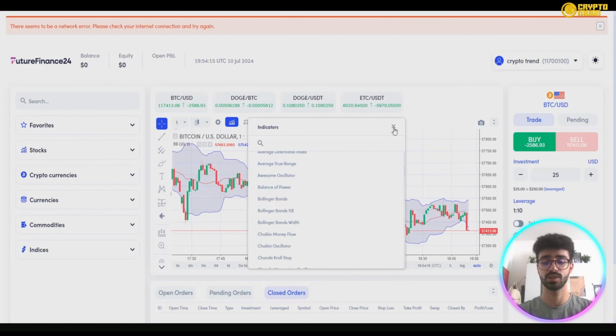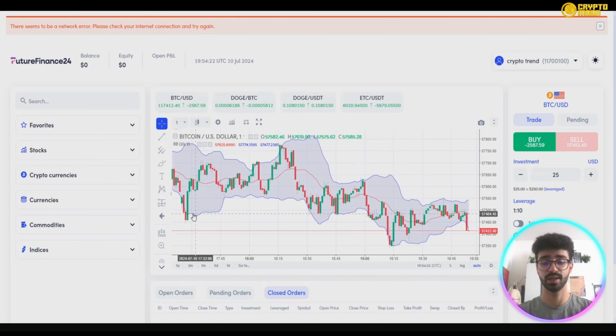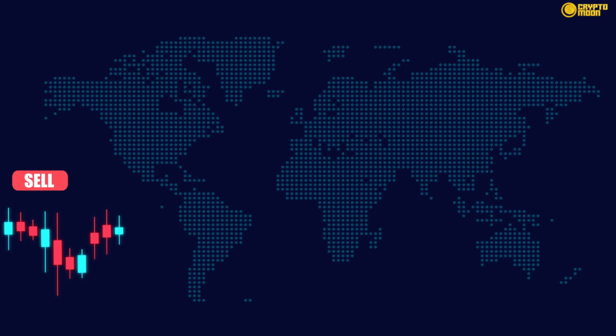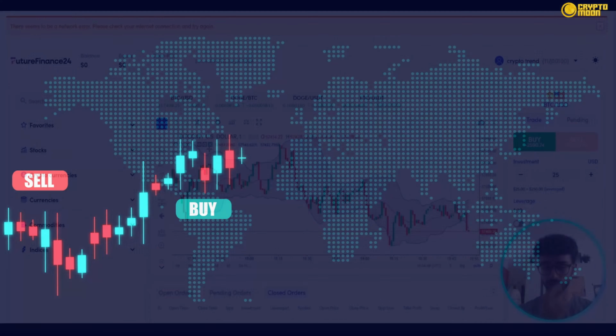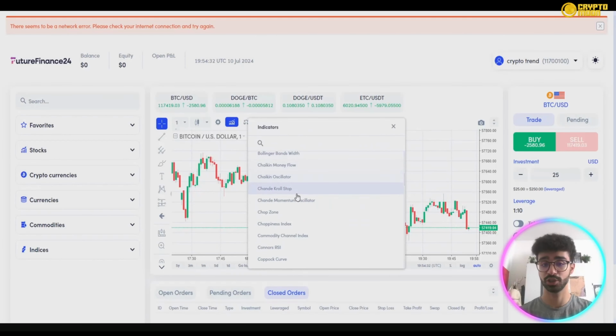The Bollinger Bands consist of a middle band, which is typically an SMA, and two outer bands, standard deviations above and below the SMA. So for overbought or oversold conditions, the price touching the upper band may indicate an overbought condition, while the price touching the lower band might indicate an oversold condition.